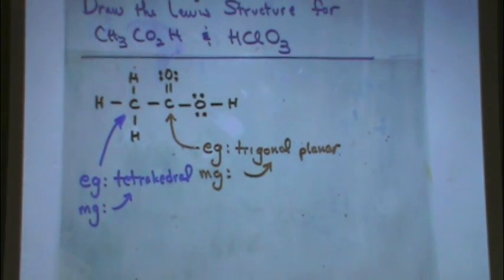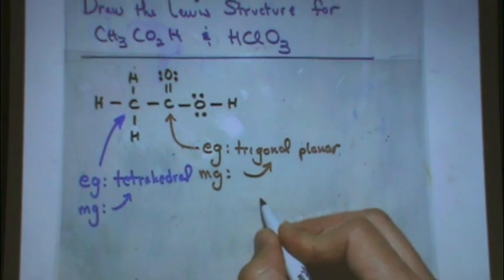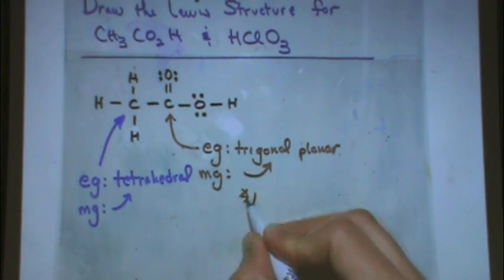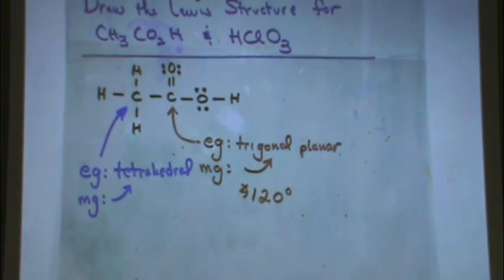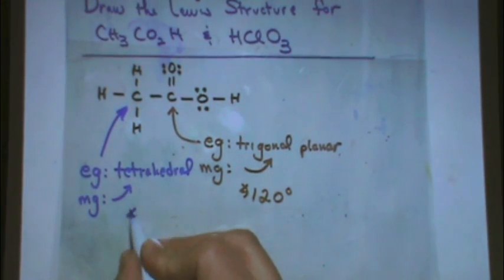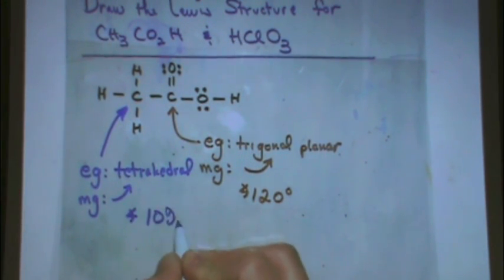Oh, let's also write the bond angles. Trigonal planar is what angle? 120 degrees, 360 divided by 3. Tetrahedral, you could derive this, but it's a little easier just to memorize it. It's 109.5 degrees. Okay, and then let's go to the last one.